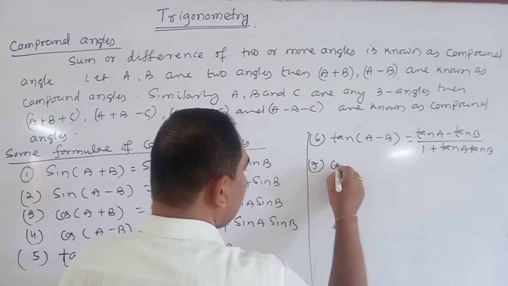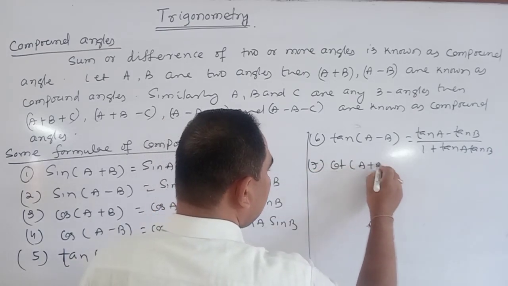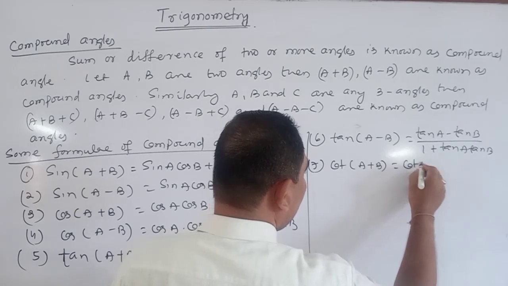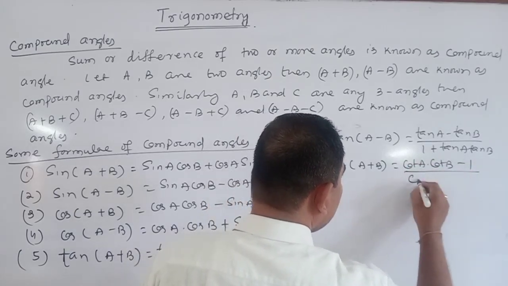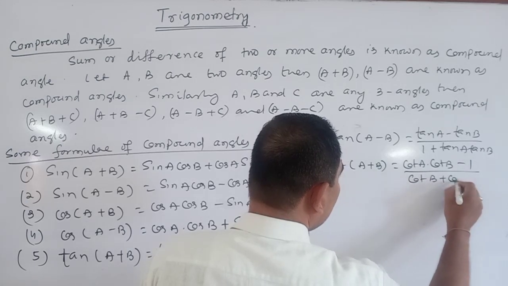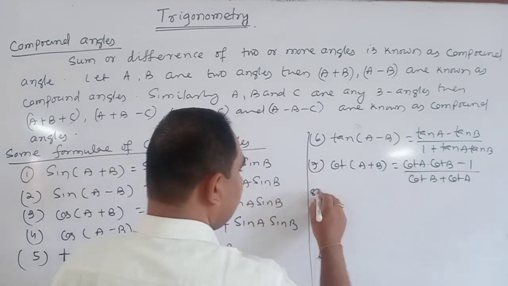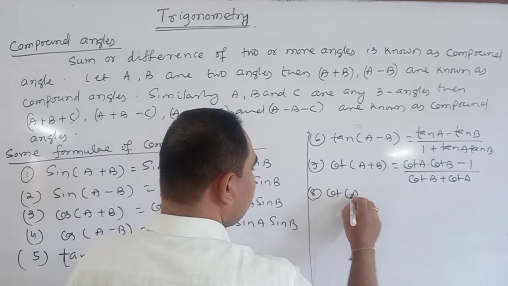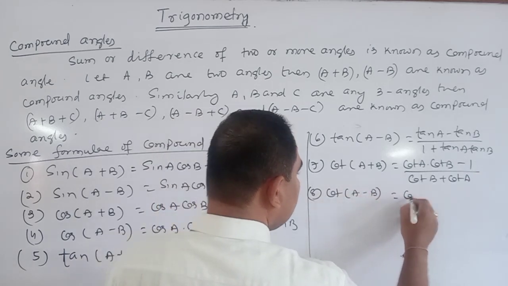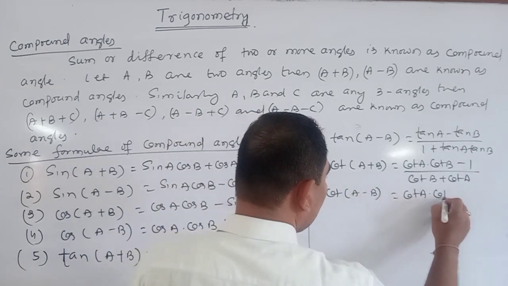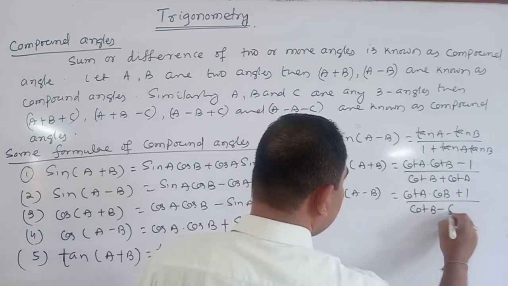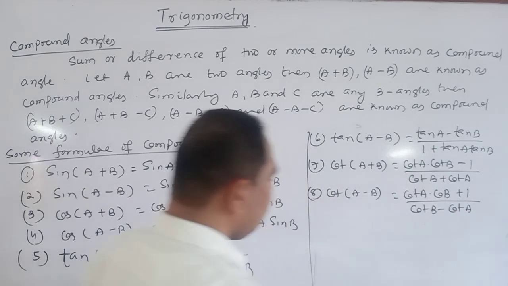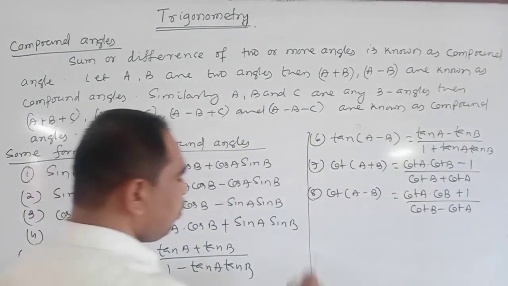Seven, cot of A plus B is equal to cot A into cot B minus 1 divided by cot B plus cot A. Eight, cot of A minus B is equal to cot A into cot B plus 1 divided by cot B minus cot A. These are some formulae.